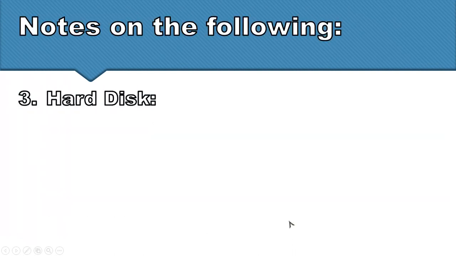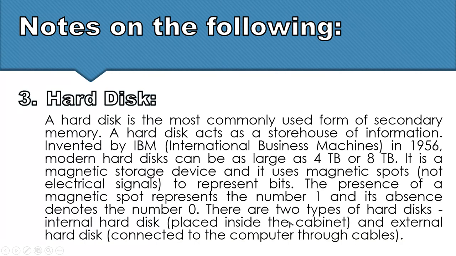Okay, now we come to the next one, that is a hard disk. Hard disk is the most commonly used form of secondary memory, so every machine must have a hard disk. Hard disk is a storehouse of information, invented by IBM, International Business Machines, in 1956. Modern hard disks can be as large as 4 TB or 8 TB. It is a magnetic storage device and it uses magnetic spots, not electronic signals, to represent bits. The presence of a magnetic spot represents the number 1 and its absence denotes the number 0.